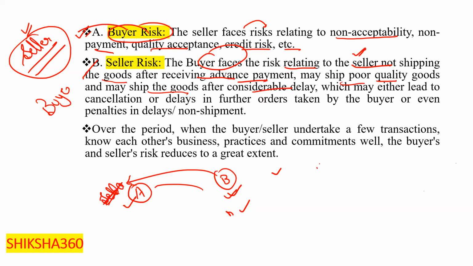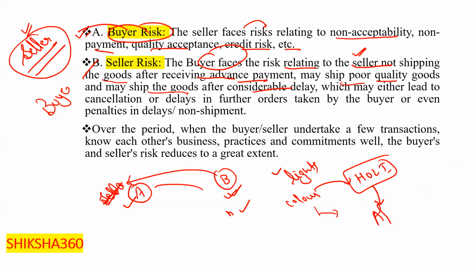Like we can say that we are ordering lights or colors for the festival of Holi, but we get our order in the month of April. Holi is in the month of March. With such considerable delay, we no longer require these things. Late shipment may lead to cancellation or delay in further orders by the buyer, or even penalties for delays, non-payment, or non-shipment.